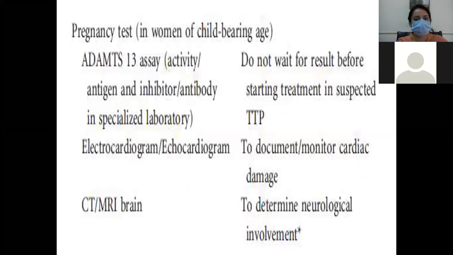We can also do a pregnancy test in women of childbearing age, and the anti-ADAMTS13 assay we can also do in these patients. We can also do ECG or echocardiography to see the cardiac damage, and we can also do MRI and CT scan of the brain to determine the neurological involvement in these patients.